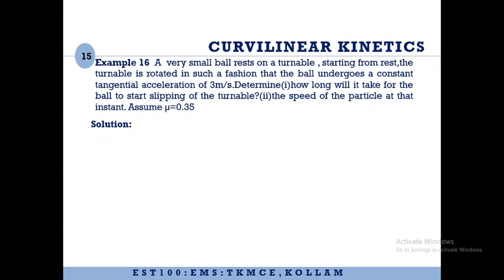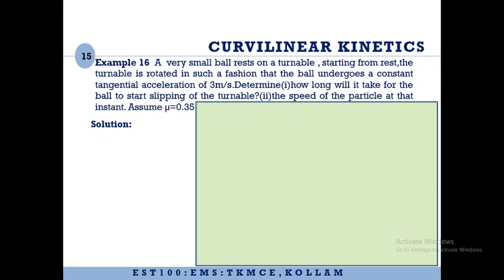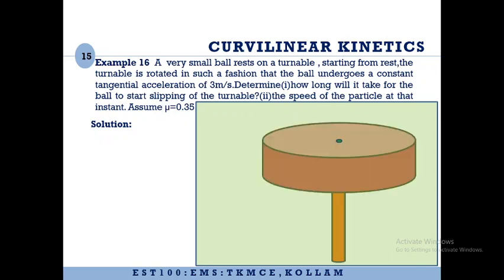Now, another example related to this. There is a very small ball that is resting on a turntable. This is a turntable, and this table can rotate, and there is a ball on it at a radial distance r. So now what we require is, the table is starting from rest, and the ball is undergoing a constant tangential acceleration of 3 meters per second square.